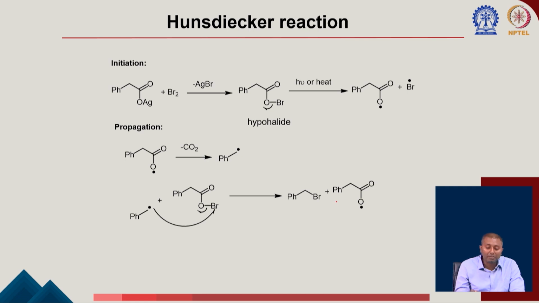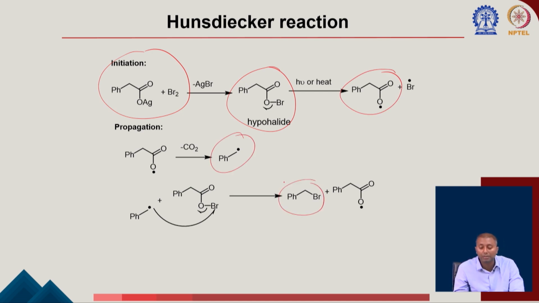So again, there is a mechanism given here. Once you have the silver salt of this type of phenylacetic acid, first there is formation of the hypohalite, then under h nu or heat it will generate this species here, which can participate in a decarboxylation to generate this benzyl radical, which will take the bromine from here to generate the corresponding benzyl bromide.